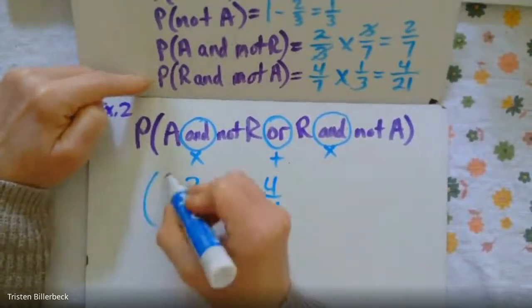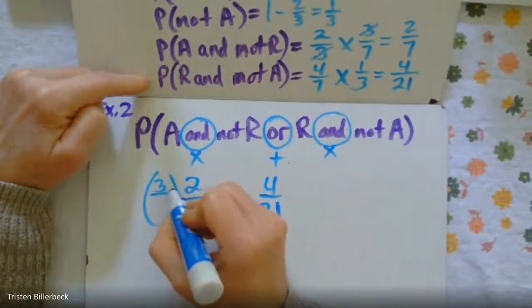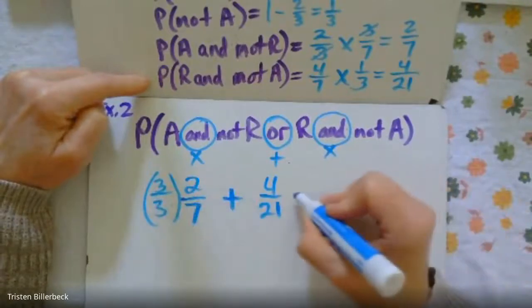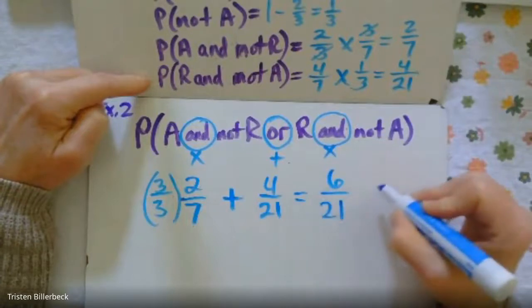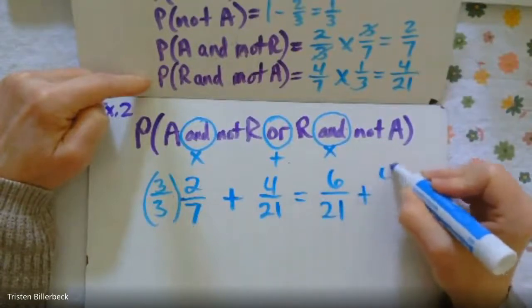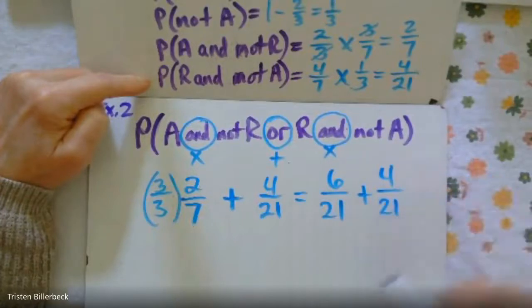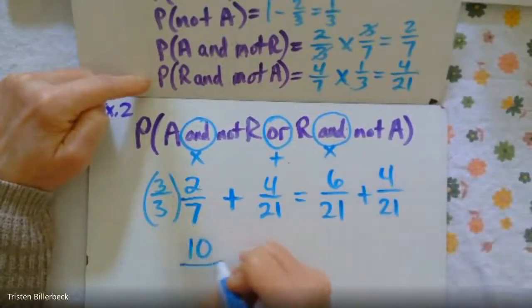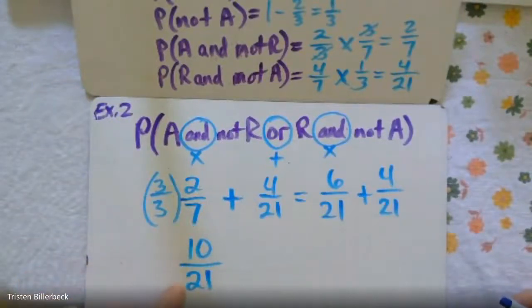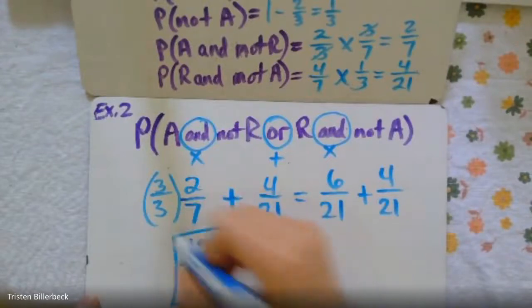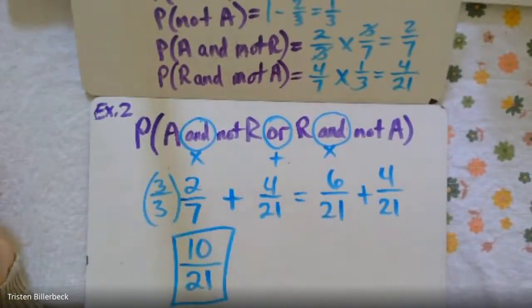Okay, so we need a common denominator. So 3 times 7 gives you 21. So this is 6 21s plus 4 21s gives us 10 21s. So this one's 2 times 5, this one's 3 times 7. There's no way to get that any smaller, so that's our answer. All right, that was a lot of work to answer that question.